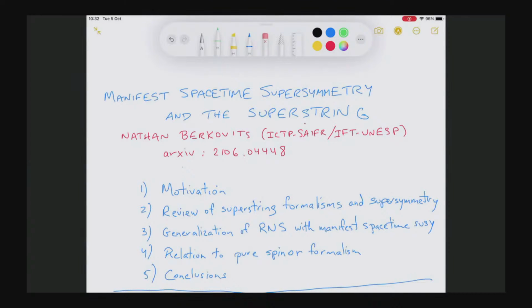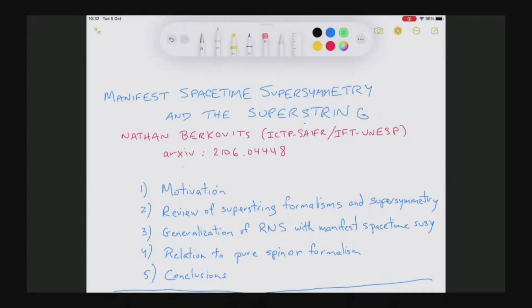And of course, the Ramond-Neveu-Schwarz formalism is much better understood, but spacetime supersymmetry is not manifest, so it has some problems. And pure spinor formalism, at least computationally, is much more efficient. People have computed up to 3-loop superstring computations using the formalism. But there are still some mysteries, and there are some subtleties in the multi-loop formalism. And hopefully, by understanding the relation better between the two formalisms, that will be useful for trying to understand these subtleties better.